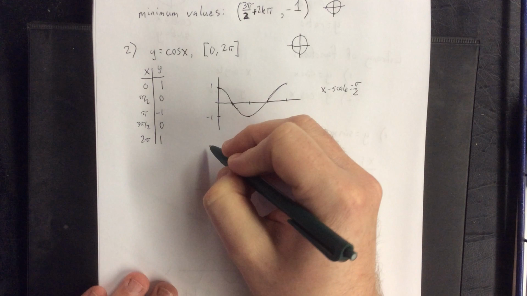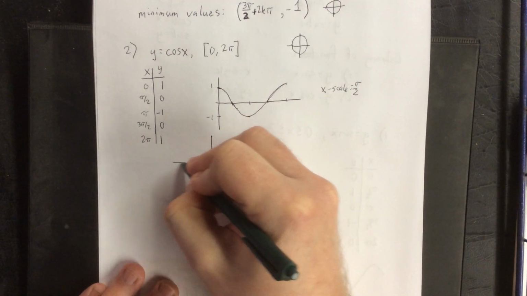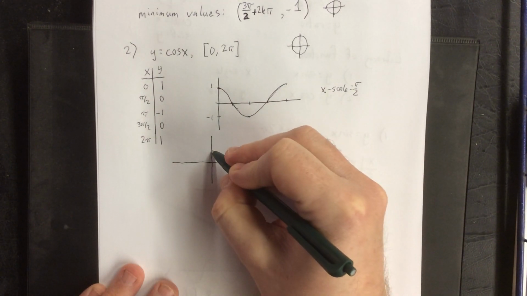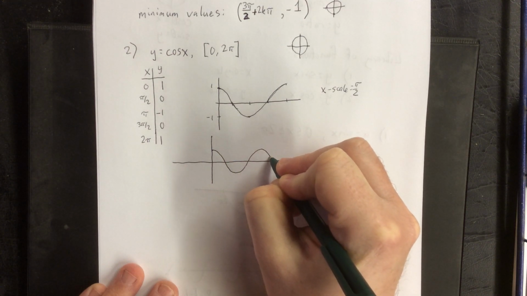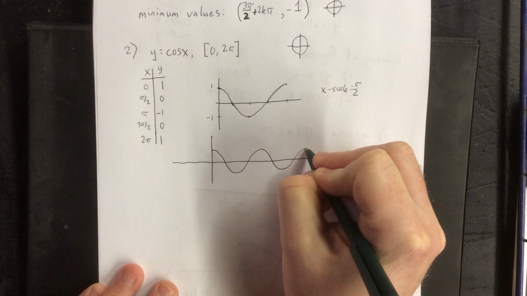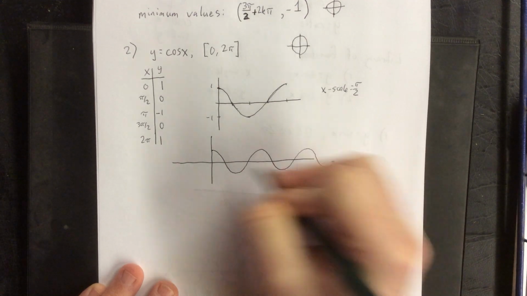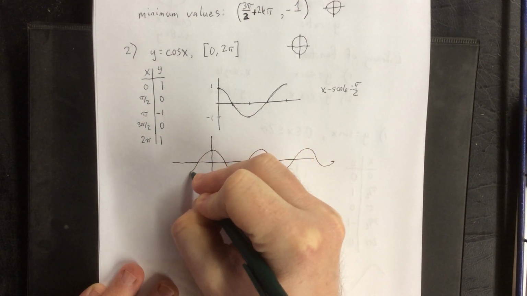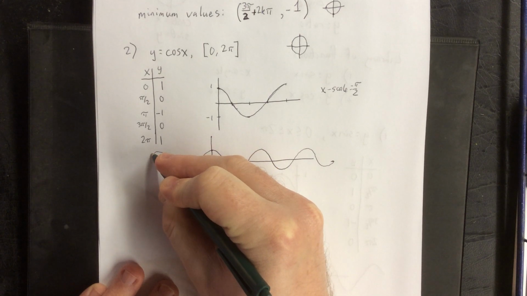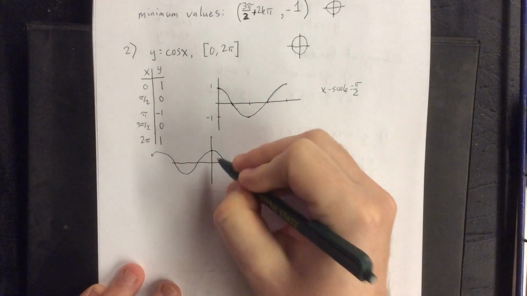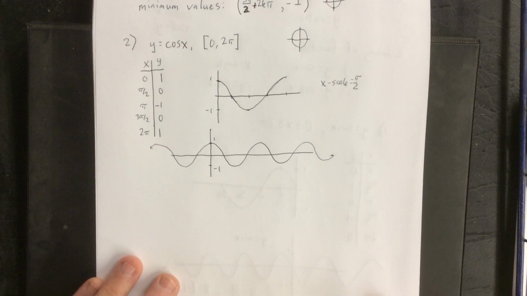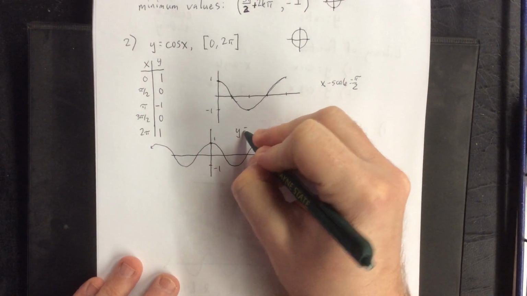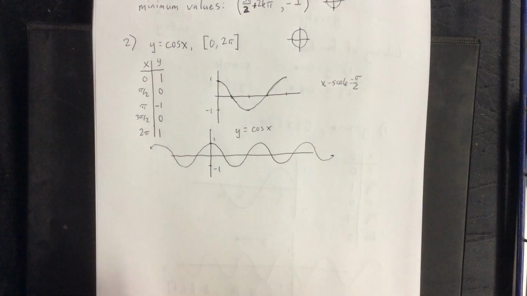Now if we wanted to copy and paste this a whole bunch of times, so that it extends infinitely in both directions, you would wind up getting a graph that looks kind of like this. So the sine passed through the origin, the cosine did not. That will repeat indefinitely. Maximum value of 1, minimum value of -1. So this would be the more complete graph of y equals the cosine of x.